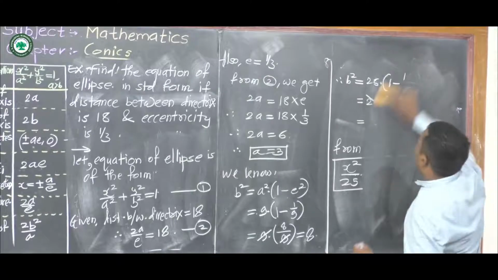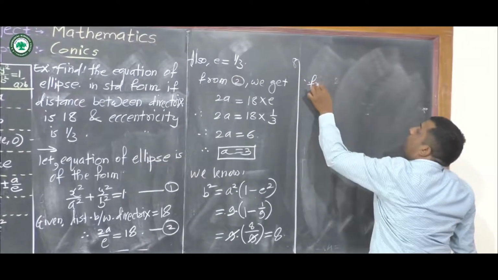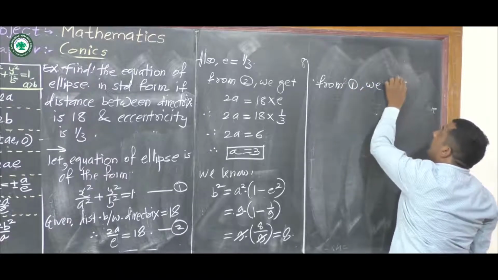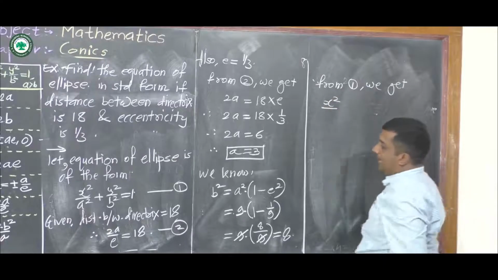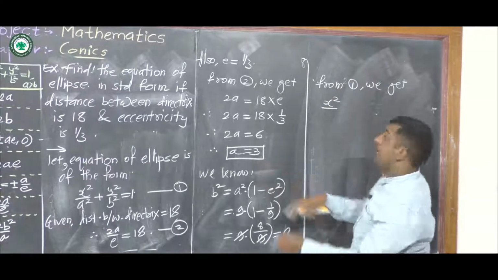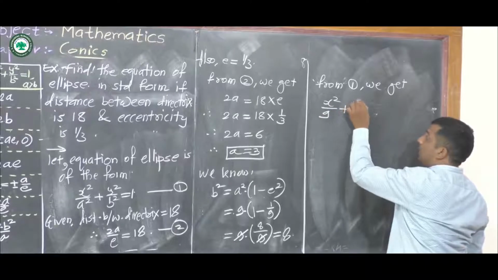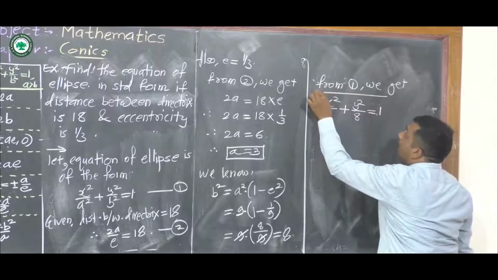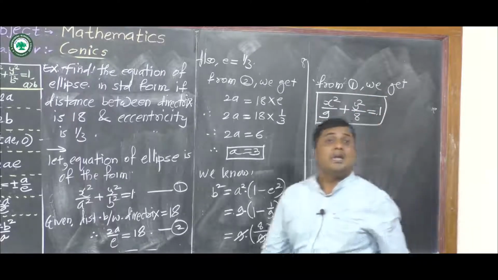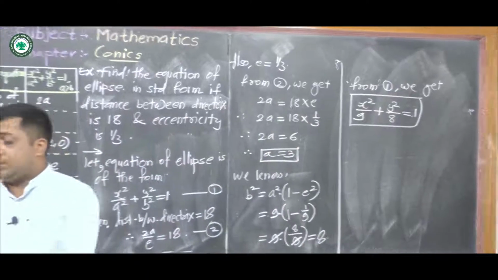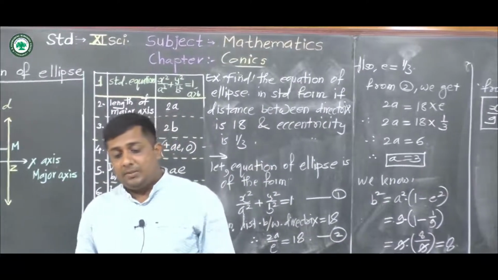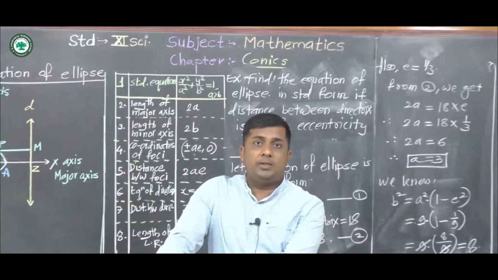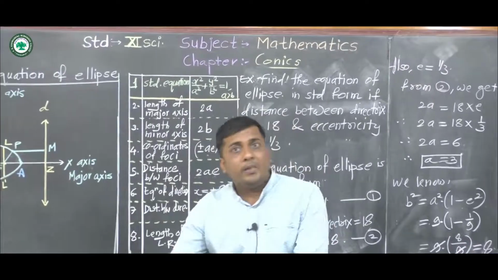So directly from equation 1 we get x square upon a square, since a is 3, a square is 9, plus y square upon b square, here b square is 8, is equal to 1. This is the required equation of the ellipse. A very simple example it is. Directly we use our formulae to find the equation of the ellipse. Now we go with our next example.